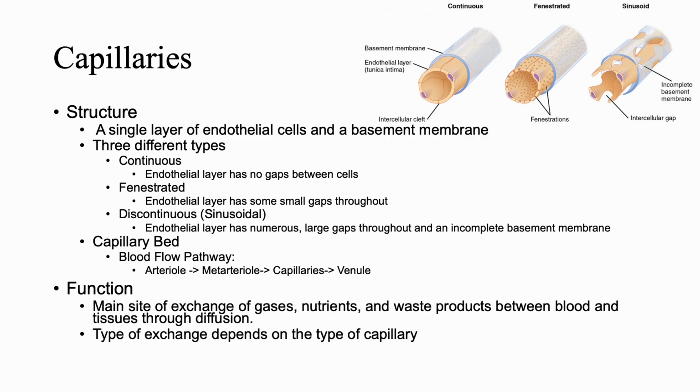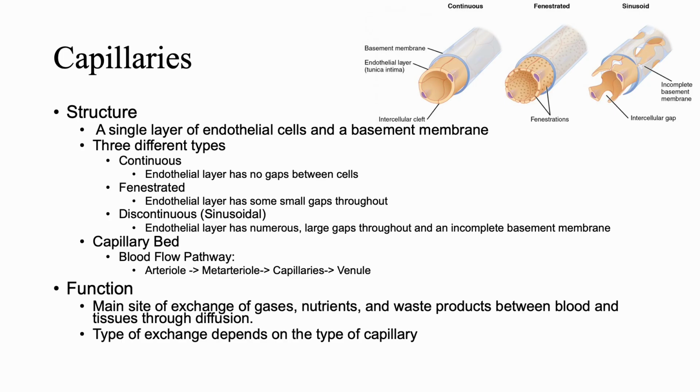Capillaries are composed of only a single layer of endothelial cells and a basement membrane, making their walls extremely thin for diffusion. There are three major types of capillaries. Continuous capillaries have tightly connected endothelial cells with almost no gaps. These are common in muscle tissue and the brain, where exchange is important, but you have to be selective.